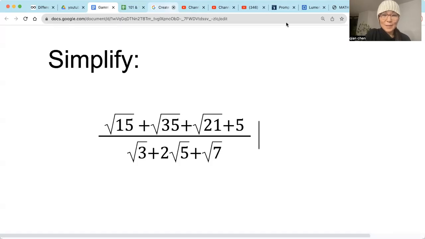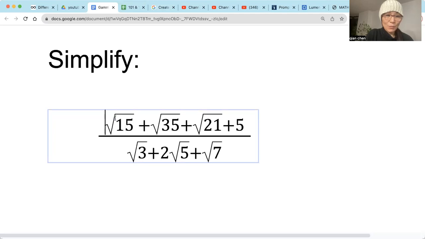We want to simplify this. Looks like a very complicated radical expression. So if we look at it, we see square root of 3, square root of 5, square root of 7 in the denominator. Those are simplified. Then the numerator will have square root of 15.